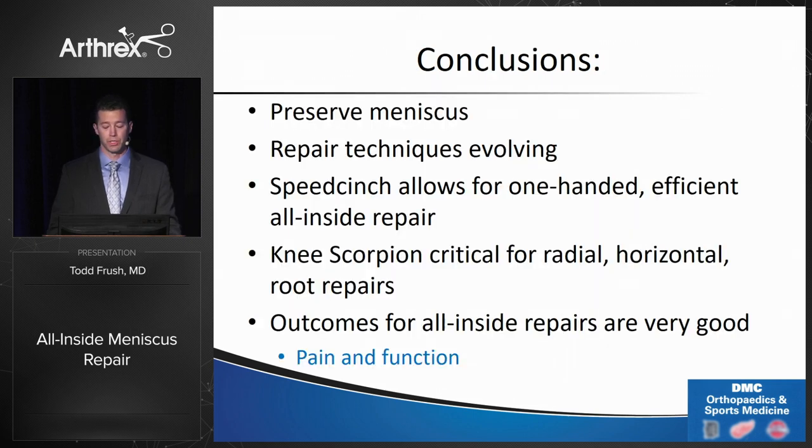In conclusion, we want to practice meniscus preservation. The repair techniques are evolving. Arthrex offers some very nice options for meniscus all-inside repair. The SpeedCinch is a one-handed device that provides efficient repair. The knee scorpion is critical for radial and horizontal tears. Outcomes from the SOS database and others reveal that meniscus repair is effective for both pain and function.